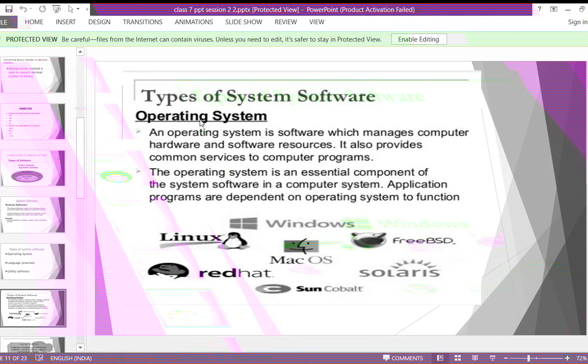So you understood about the operating system, what you mean by this? Yes, ma'am. Any doubt you have in this? No, ma'am. Okay, so here there are some of the operating systems, like Linux operating system we have.